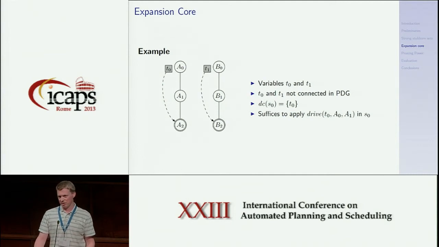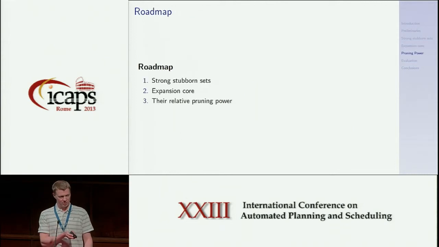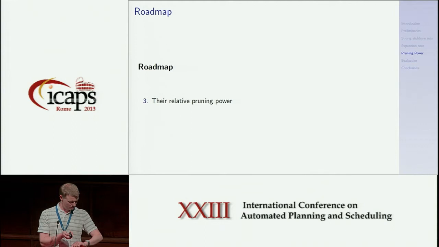So in this example, the pruning power of strong stubborn sets and expansion core seems to be the same. And the question is, what about the general case? This brings me actually to the main contribution of this work. What about the time?